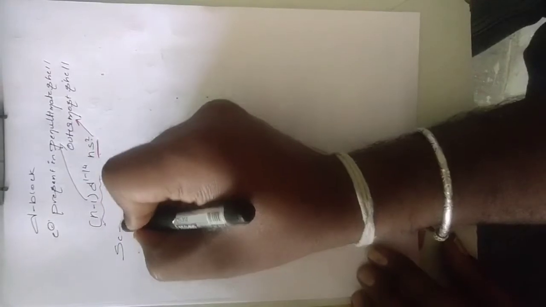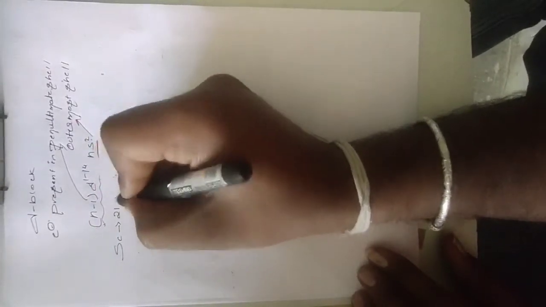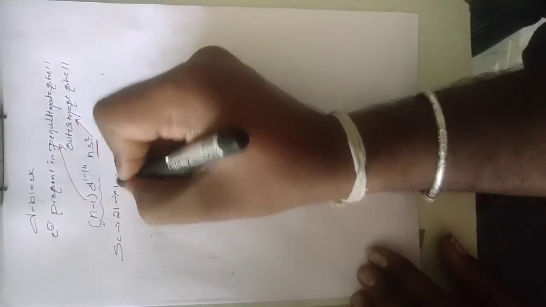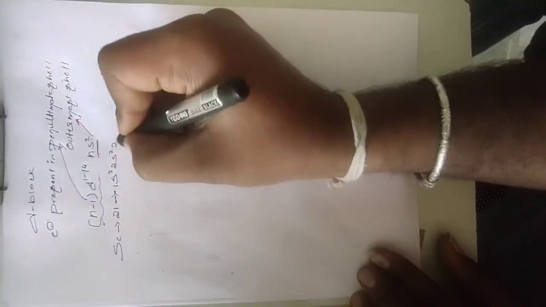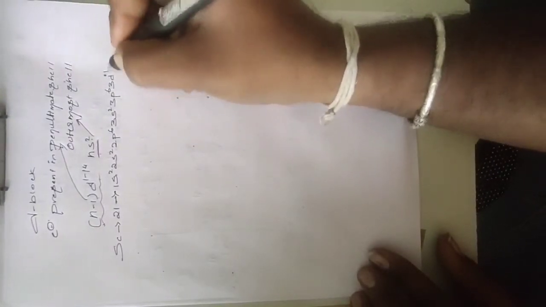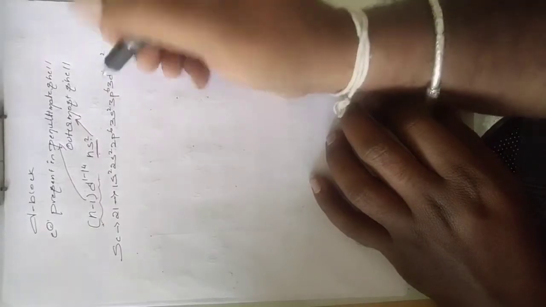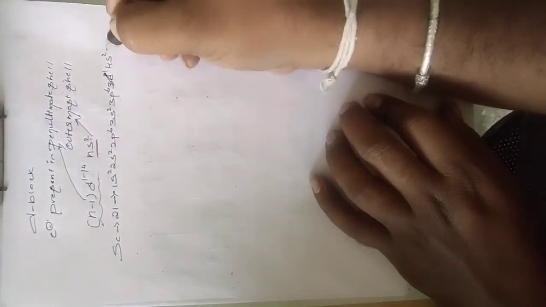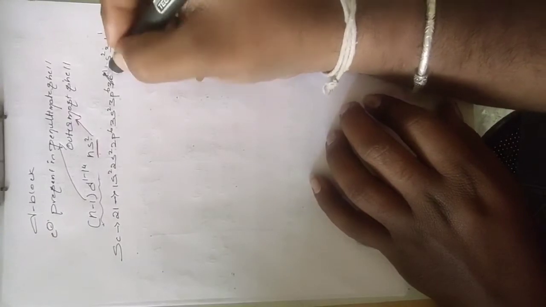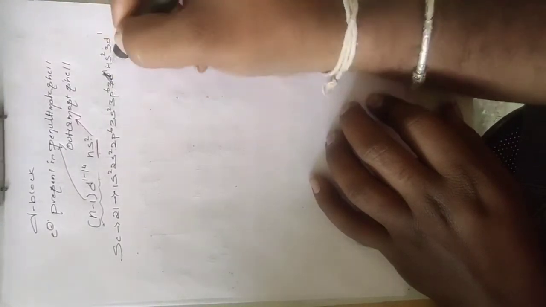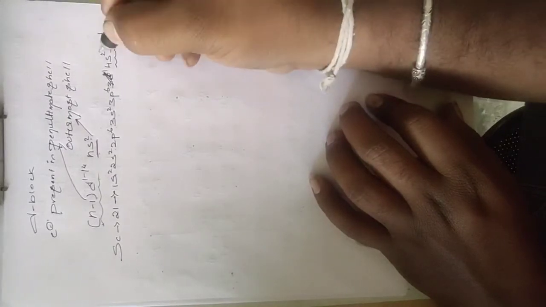For example, we take scandium, its atomic number is 21, electronic configuration is 1s2 2s2 2p6 3s2 3p6 3d1 4s2. You see, the valency means, actually if you write the electronic configuration, first 4s2 then 3d1. Here in the 4 and 3 orbitals, the number of electrons is 2 plus 1, so it is 3 valency.